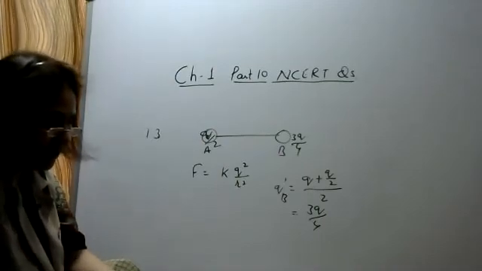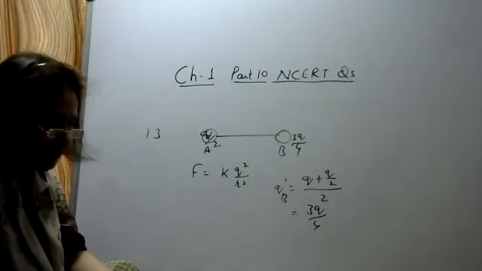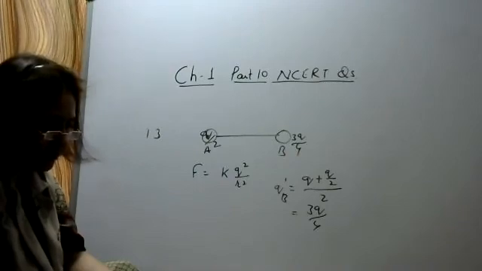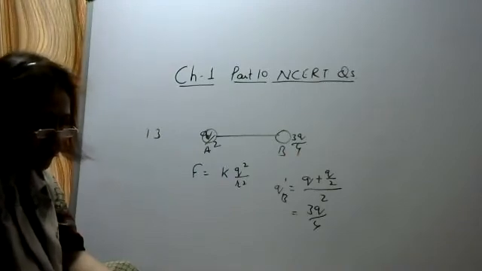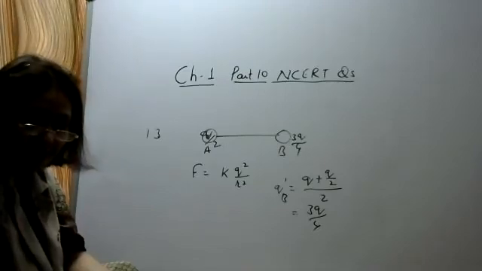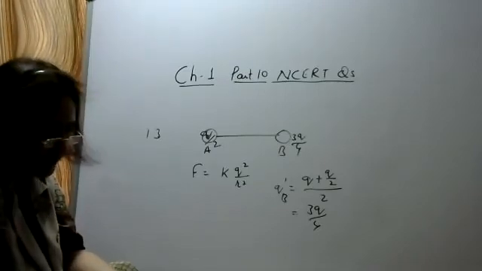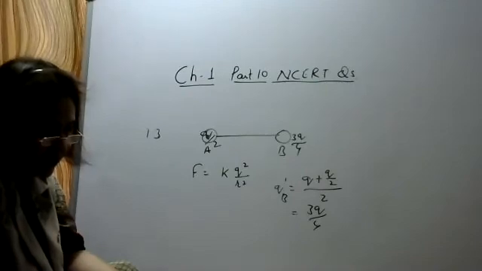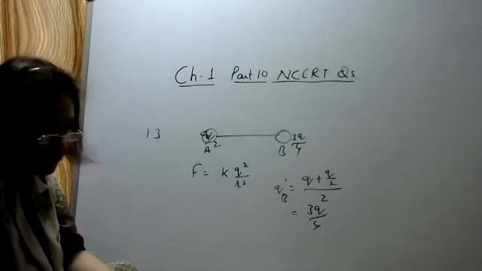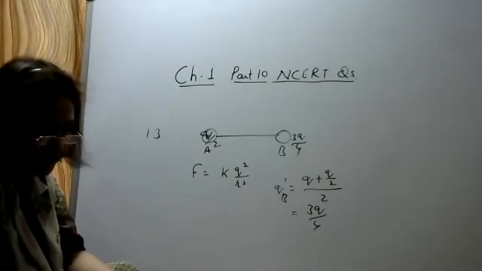Question number 14, figure 1.33 shows the tracks of three charged particles in uniform electric field. Give the signs of three charges. Okay, now here you can see that 1 and 2 charges are moving towards the positive sheet, so it means they are negative charges. And third charge is moving towards the negative sheet, so it means it is the positive charge.